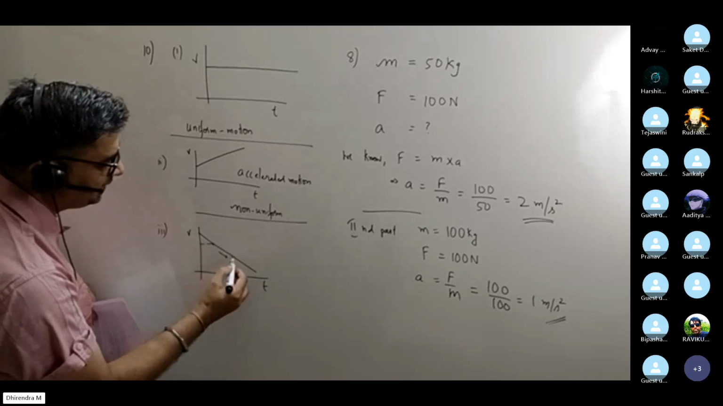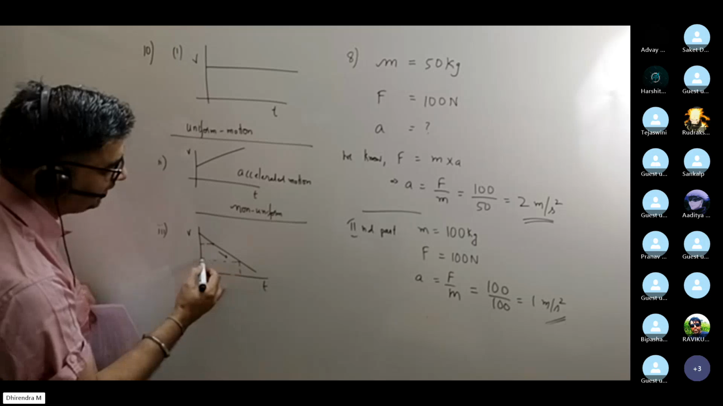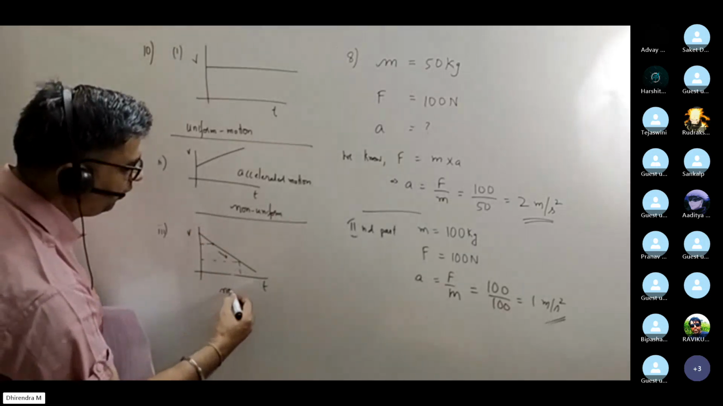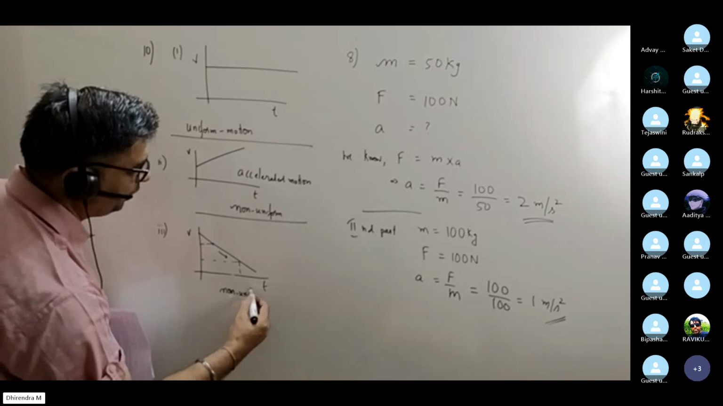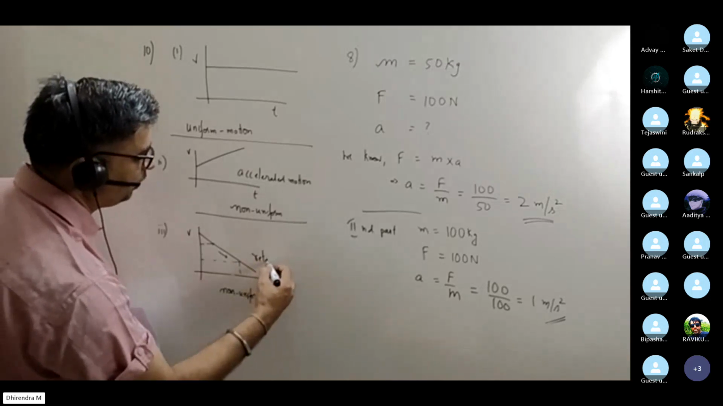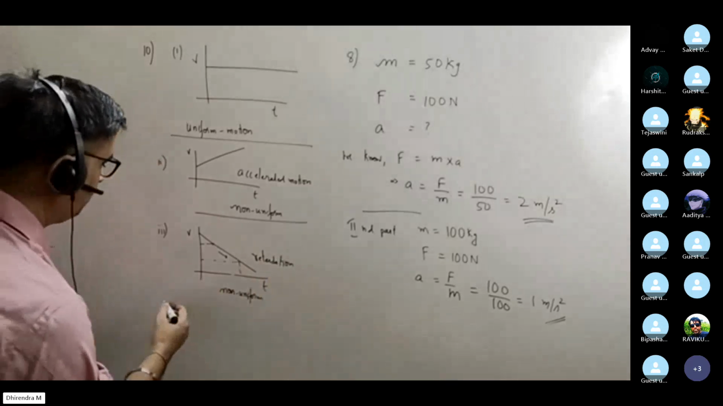If you look at the velocity at this point, it is here. At this time, if you look at the velocity, it is here. So the velocity is decreasing, right? So it is again non-uniform, and this is retardation. Wonderful, great. Yes, you're getting it. Good. So this is 3.